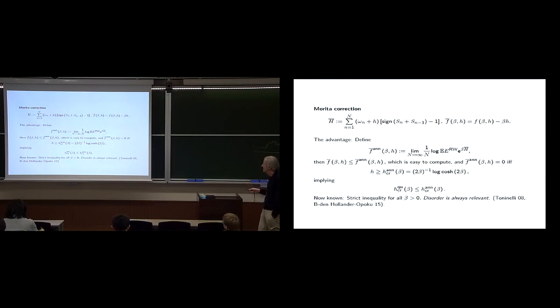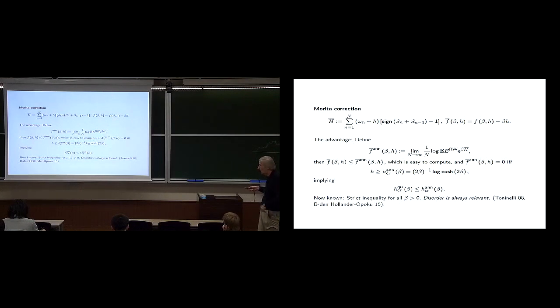Now here the advantage is that you can compute the annealed free energy, namely where you take the expectation over the randomness inside the logarithm. By Jensen's inequality, you always get that it is smaller or equal to that. What turns out is that this annealed free energy is typically easy to compute. And what actually turns out, that's just a back-of-an-envelope computation, is that this is 0 as soon as h is bigger or equal to this annealed critical value, which in the coin tossing example is just this expression here.